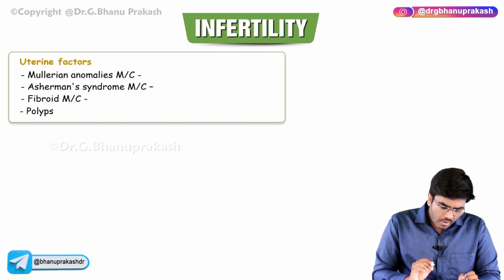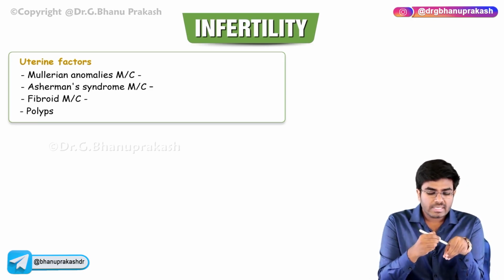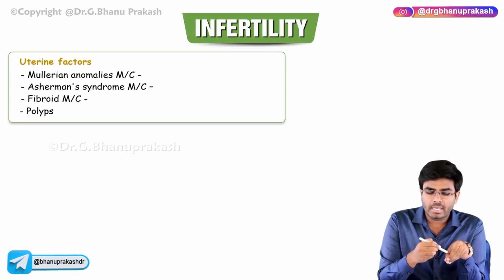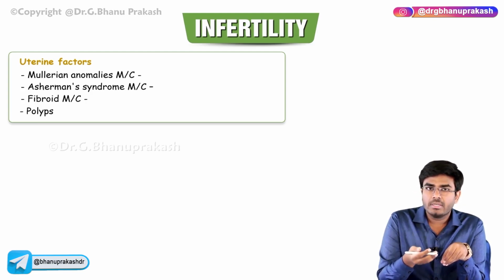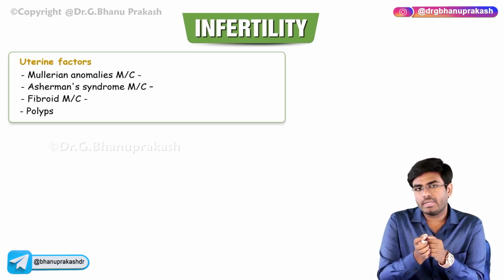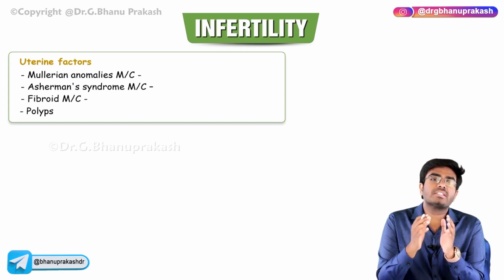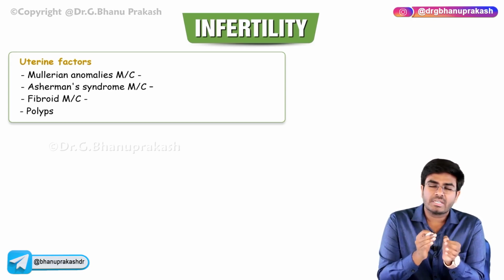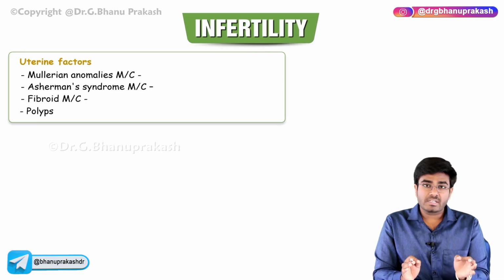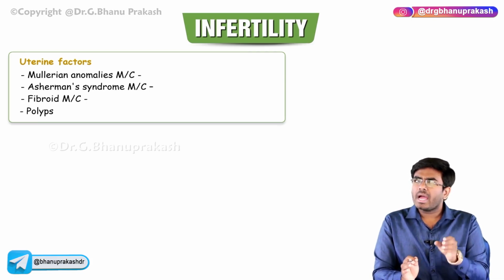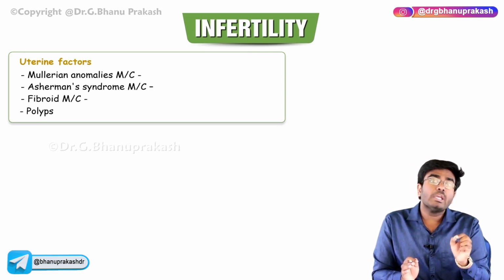Okay. Now, can Asherman syndrome cause infertility? Yes, Asherman syndrome means intrauterine synechiae or intrauterine adhesions. So, these adhesions don't allow proper implantation. So, that can lead to infertility. So, what is the most common cause of Asherman syndrome, guys? The most common cause of Asherman syndrome is vigorous dilatation and curettage. Vigorous dilatation and curettage will cause Asherman syndrome, and this can be responsible for infertility. And if you perform hysterosalpingography in Asherman syndrome, the appearance will be honeycomb appearance.